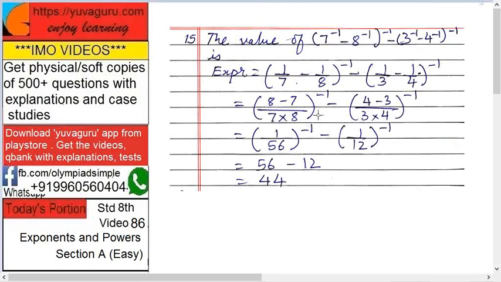Convert this minus 1 to plus 1. So it will be 56 above and 12 above in the numerator. So it will be 56 minus 12, that is 44.